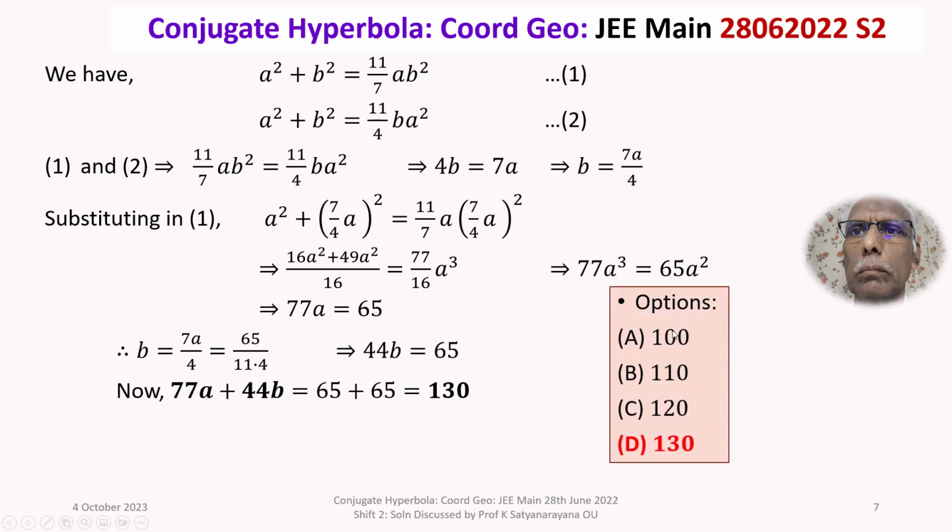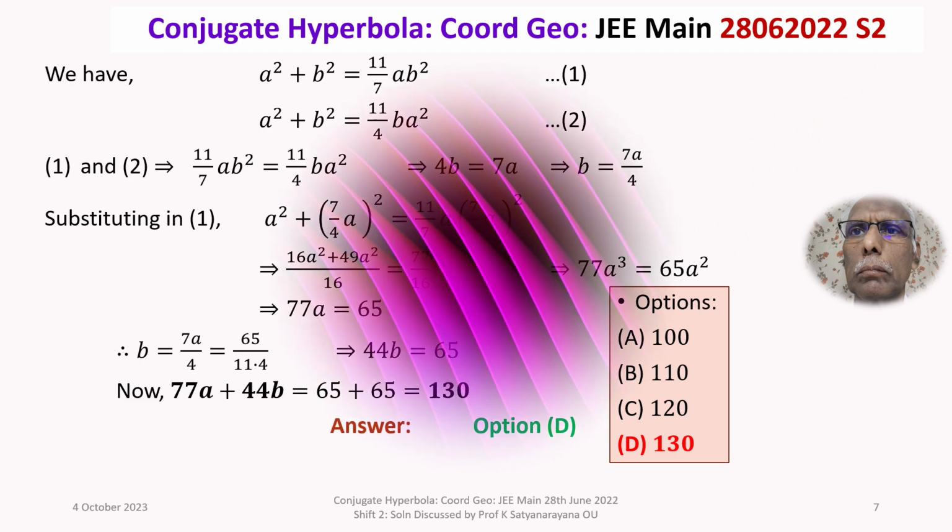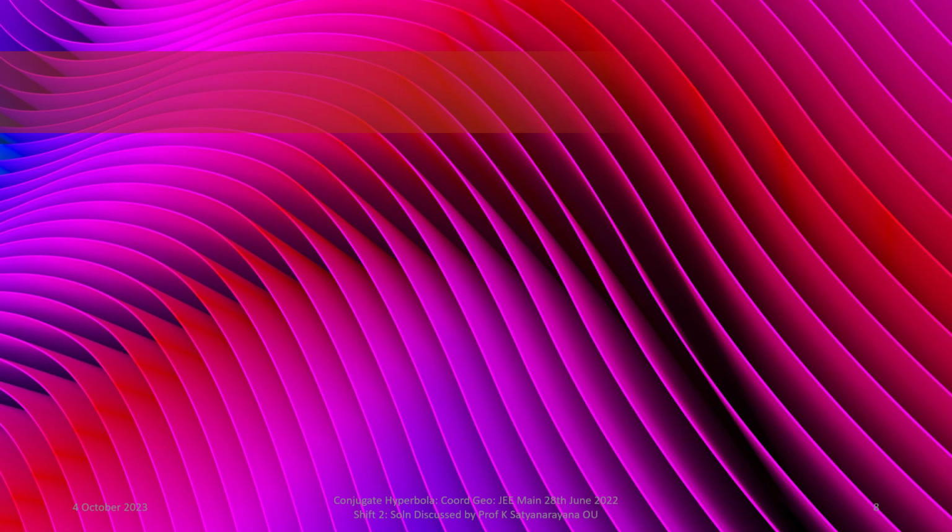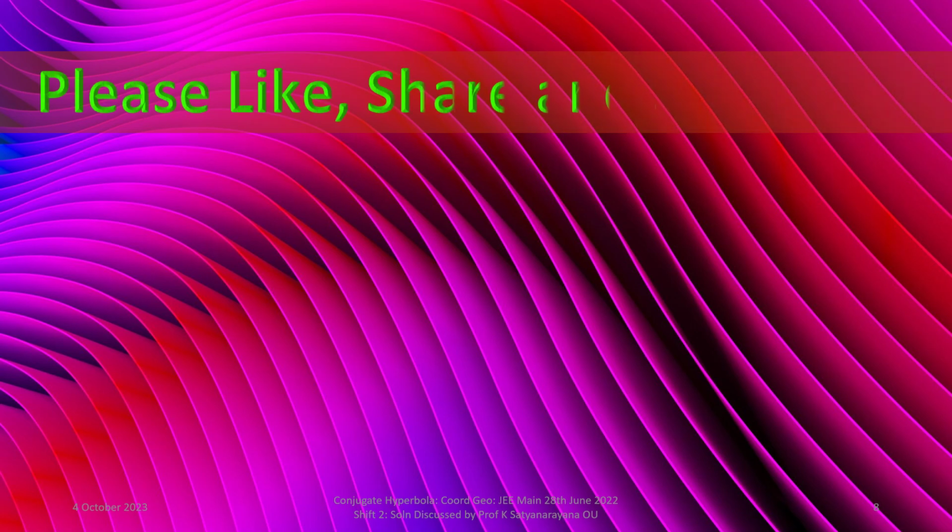Let's look at our options. Our answer 130 for 77A plus 44B appears against option D. Therefore, the answer to this question is option D. That is the detailed discussion of the solution of the problem which is related to a given hyperbola and its conjugate hyperbola from the section coordinate geometry. I am sure that you have understood the solution of this problem and I wish you all the best. Thank you.